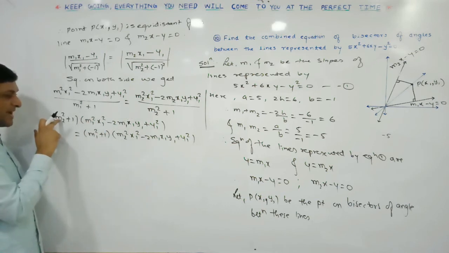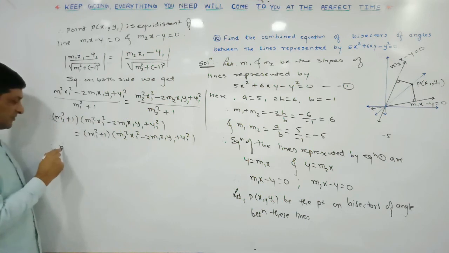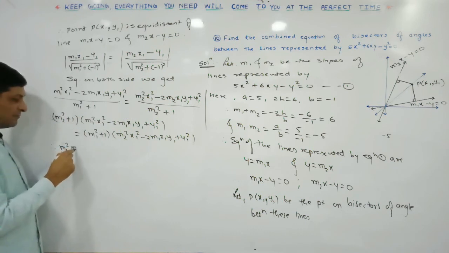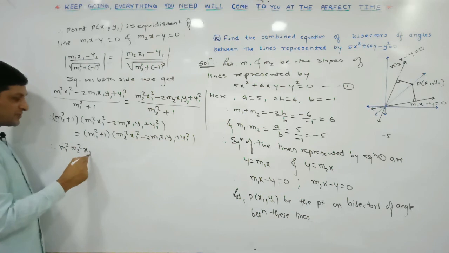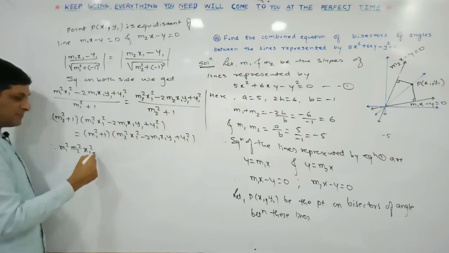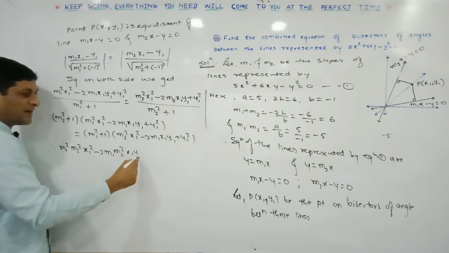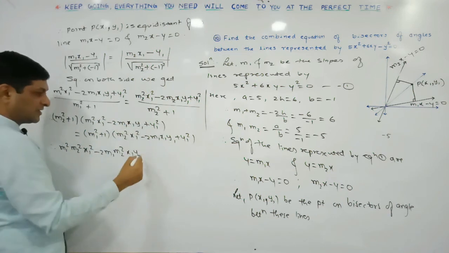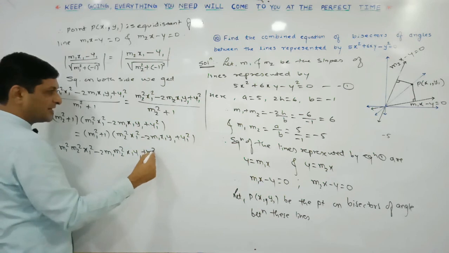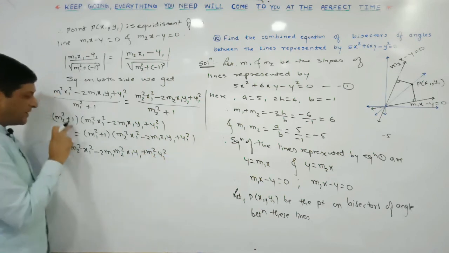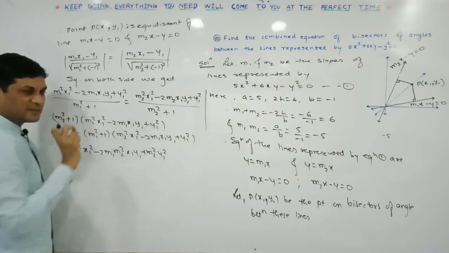If I multiply m2 square to the first term, here we will get m1 square, m2 square, x1 square. Now multiply to the next term, minus 2 m1 m2 square x1 y1. Now multiply to the third term, that is m2 square y1 square. Now I am multiplying plus 1 to all the terms in this bracket.